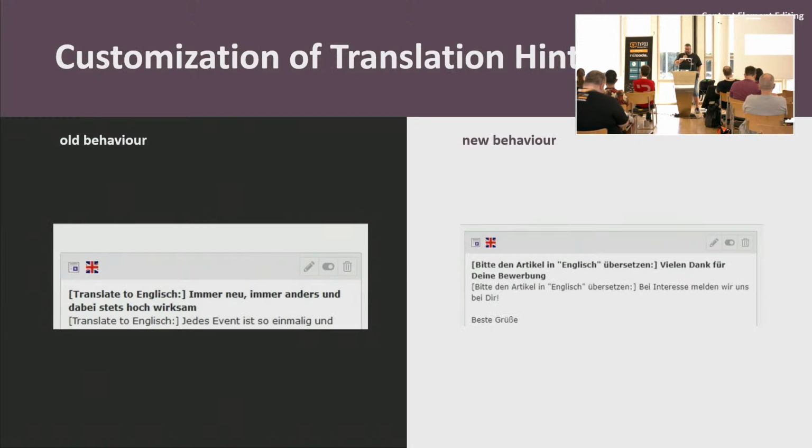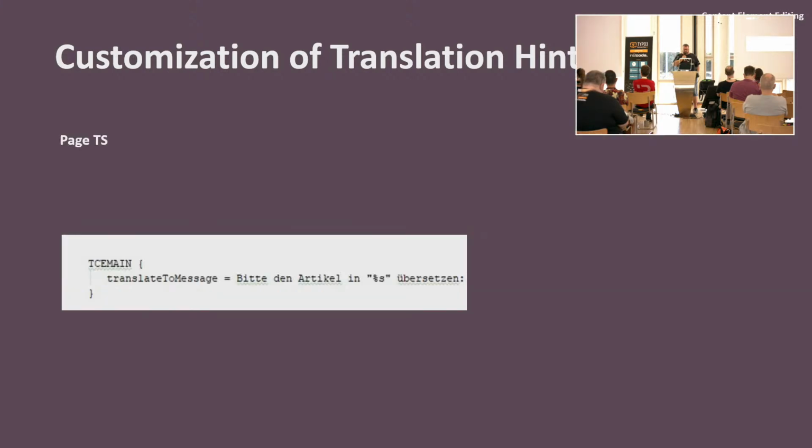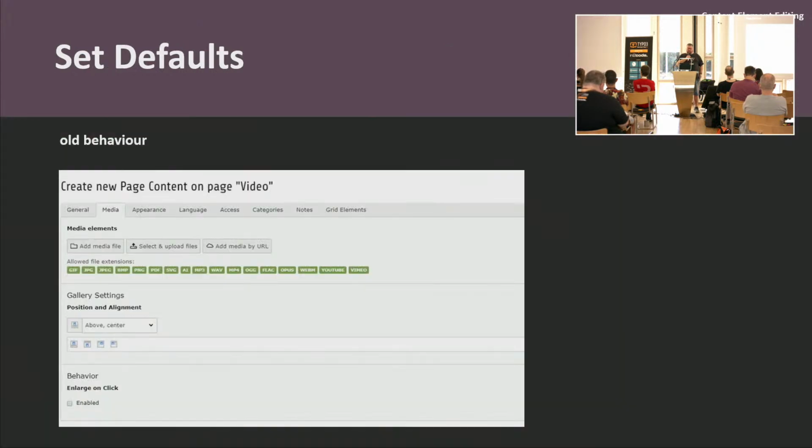The next thing is the translation hint. We don't really use this often, but it's nice to have. You can override the translation really fast with the TCEMAIN and the translateToMessage, and then you can override for the languages, for the backend. Yeah, you can do it.